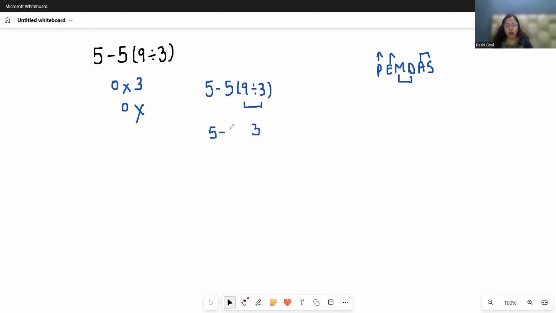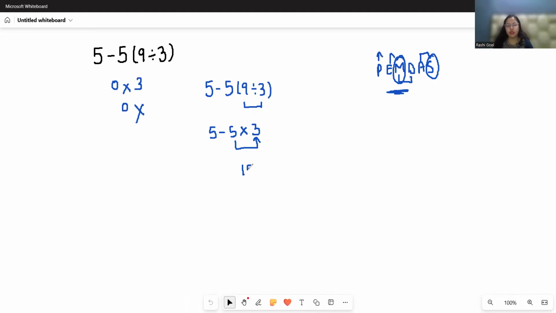Now write the left out terms, 5 minus 5, and if there is no symbol between the number and the bracket, you have to put multiplication. Now two operations are left, that is multiplication and subtraction. So as per this PEMDAS rule, we have multiplication and subtraction. So we have to give priority to multiplication. So the multiplication sign is in between 5 and 3.